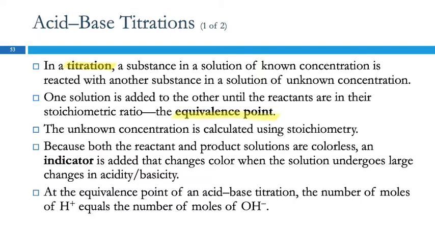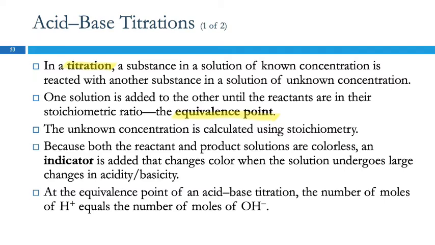So in an acid-base titration, typically you're adding base to the acid, like sodium hydroxide to hydrochloric acid, and you're going to keep adding until you get just the right amount. Of course, how do you know when that is? That's kind of the tricky part. When we're done, we can use the volume of the known solution and its concentration to calculate the unknown concentration.